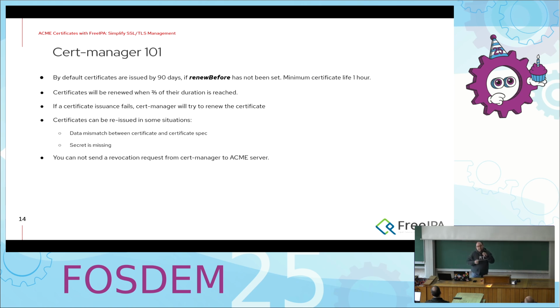So at that moment, the cert-manager operator will try to renew the certificate. It starts trying to renew if some problem arises. We can reissue certificates under some circumstances. The certificate is going to expire, is one of them. The data in the certificate and the certificate specifications in cert-manager are not matching, so in this case, a new certificate will be requested. And if the secret in which the certificate is kept in Kubernetes is missing, automatically the cert-manager operator will ask for a new certificate. But we cannot send a revocation request from cert-manager.